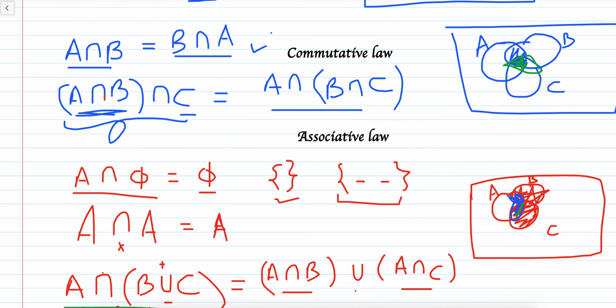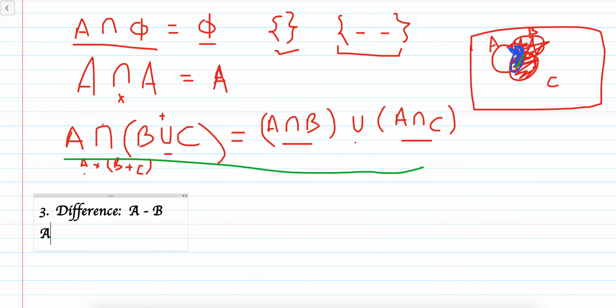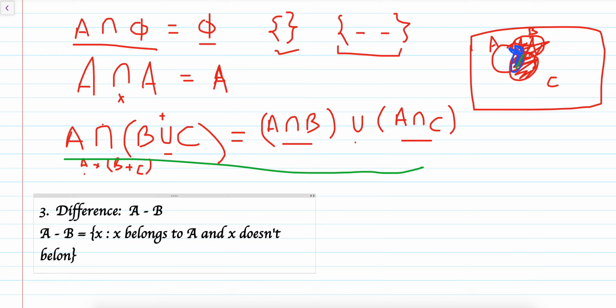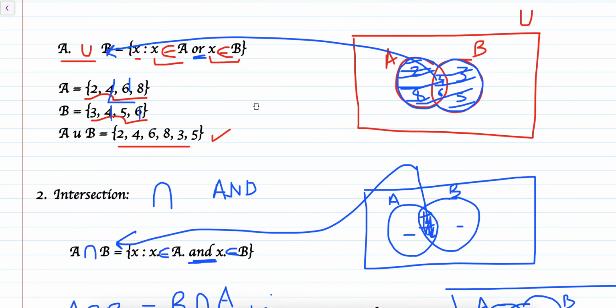So let's continue. We had seen two operations on sets. Let's quickly move on to the third operation. We will call it difference of two sets, and we will denote it using minus, like A minus B. So A minus B simply means all the elements X such that X belongs to A and X doesn't belong to B. So quickly we will take some example.